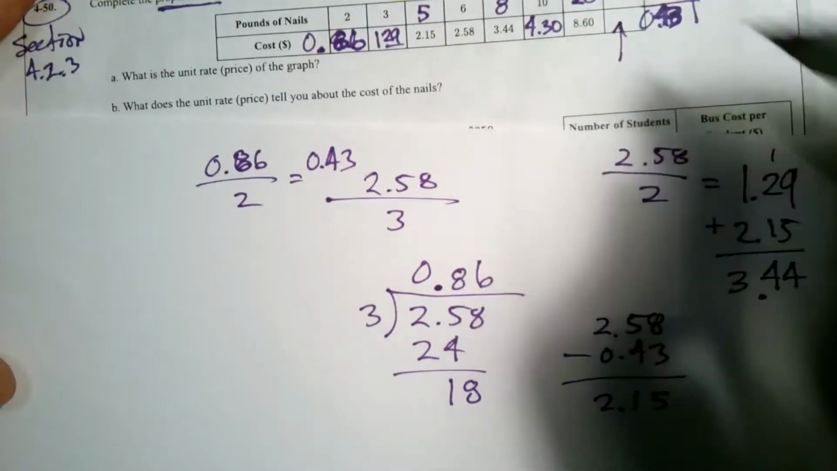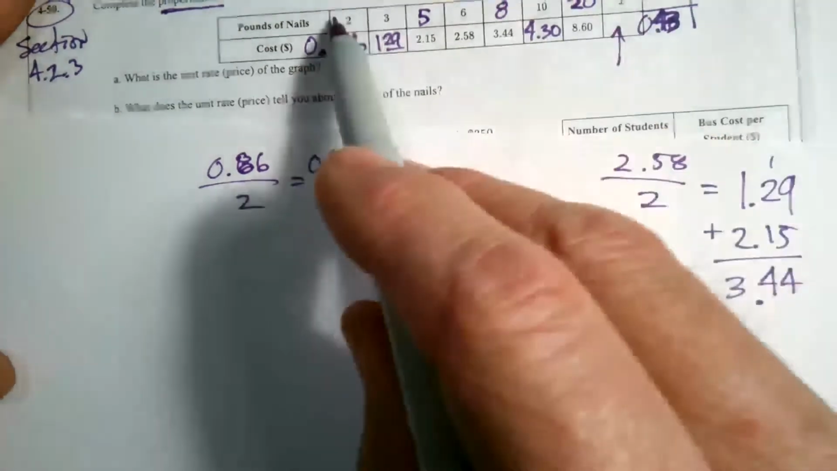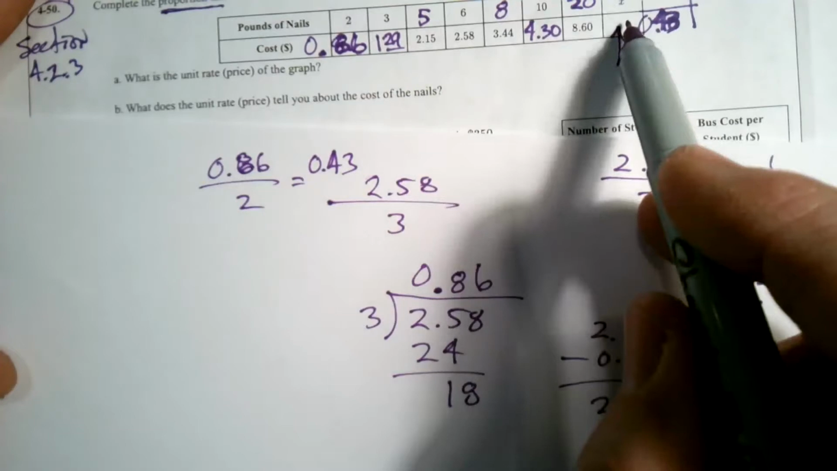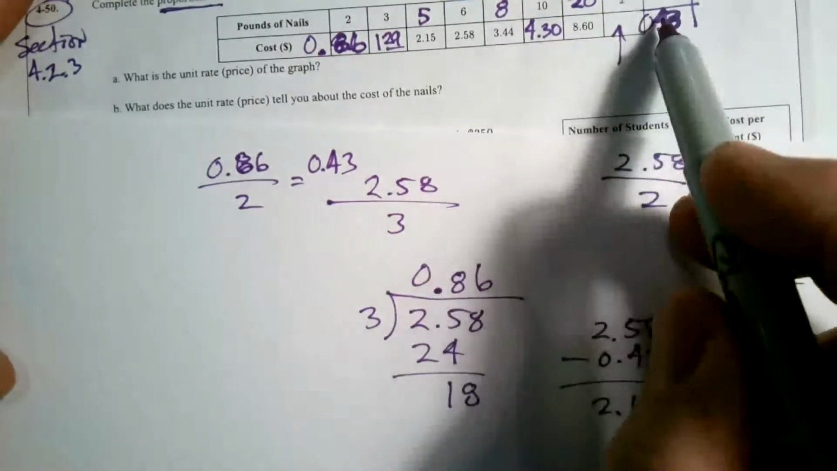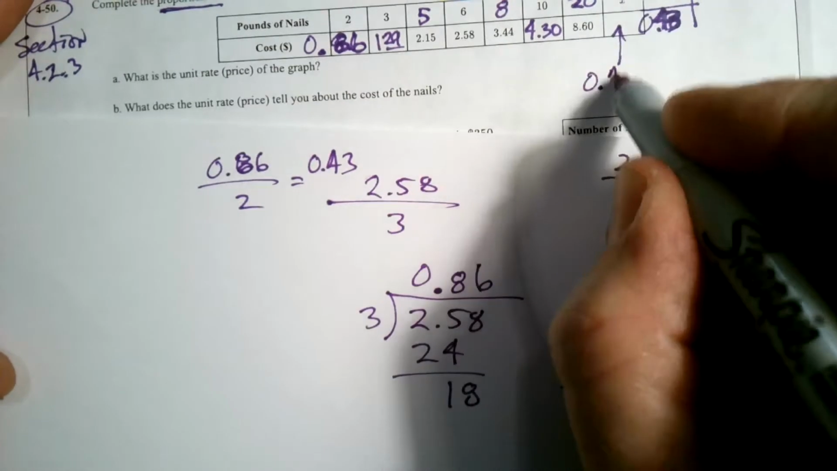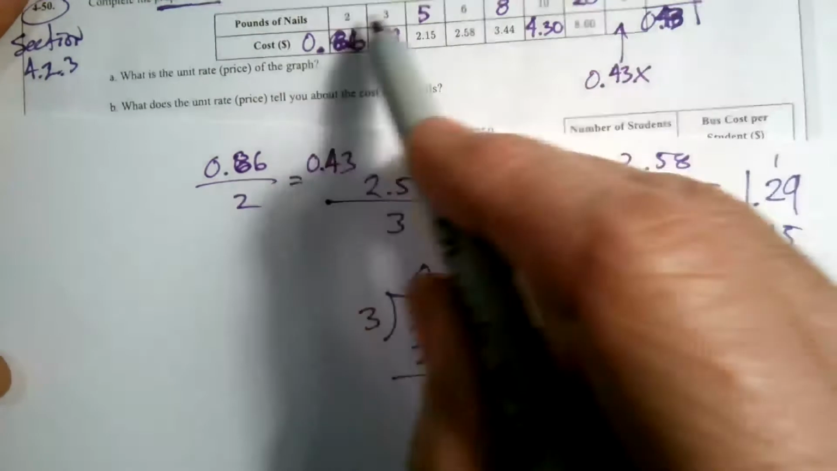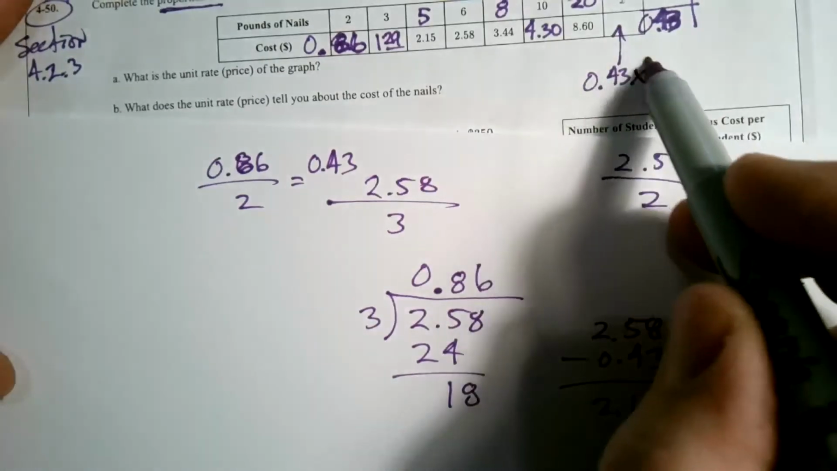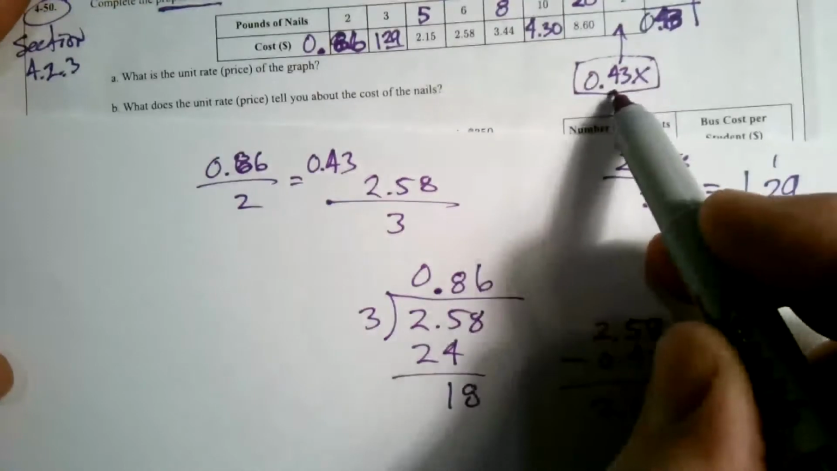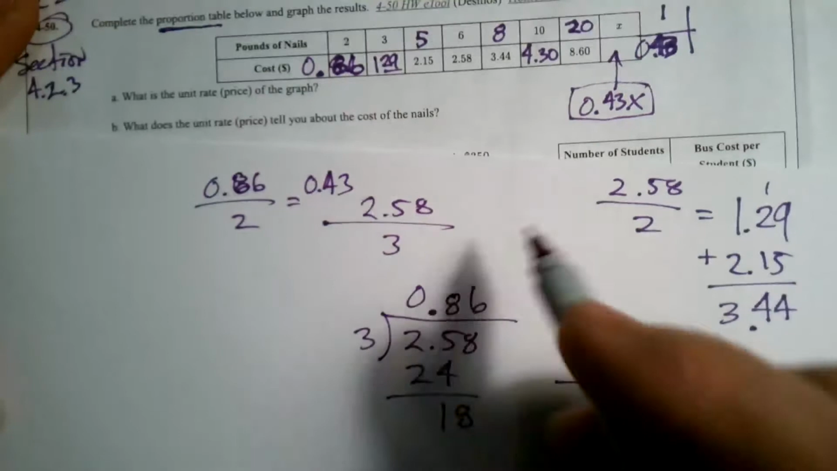What's interesting too is they have this X. What goes there? What goes there is what I'm doing every time to this number to get these numbers. If I know my unit rate, then that's what I'm using. I'm multiplying 43 cents times X, which is the pounds, and that's what I'm getting every time. So what goes in that space is 43 cents times X. Okay, got our table filled out.